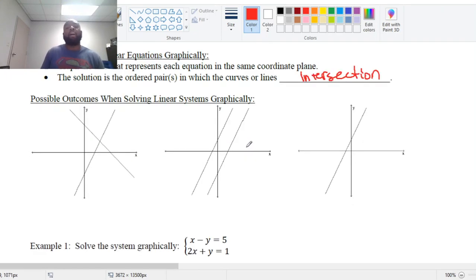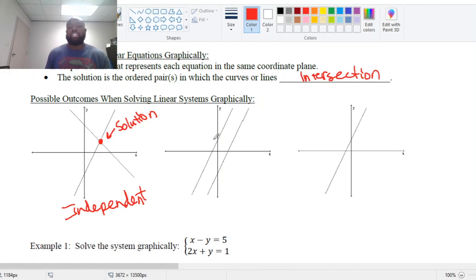These are the possible outcomes graphically. The two lines in our system of equations in two variables can intersect at a point, and that point of intersection is our solution. Two lines are only going to intersect at one point. This is the case where we have independent equations. When our lines do not intersect, that means they're parallel, there is no point of intersection, which is our solution. So this system would not have any solutions, and that means we can categorize it as inconsistent.